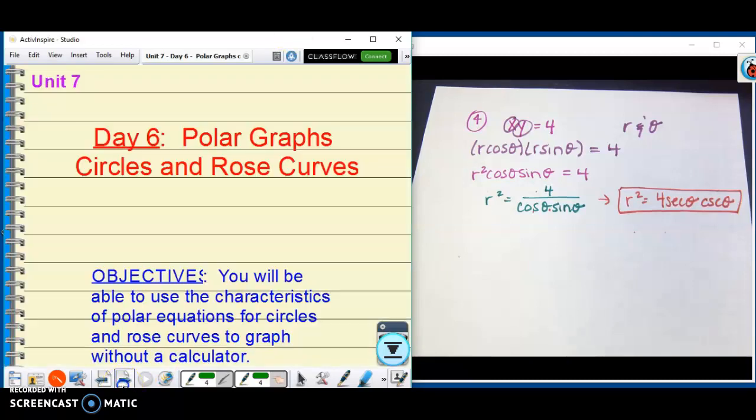Alright, so that was just a little bit of review on that. Okay, so we're going to start with polar graphs, and this will take 2 days. Today we're going to focus on circles and rose curves, and tomorrow you will be focusing on 2 other shapes, so we'll have lemniscates and limaçons. And cardioids. We'll be looking at cardioids.